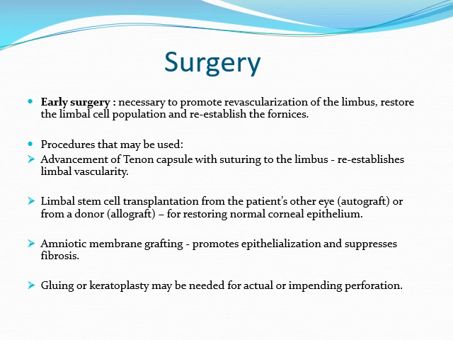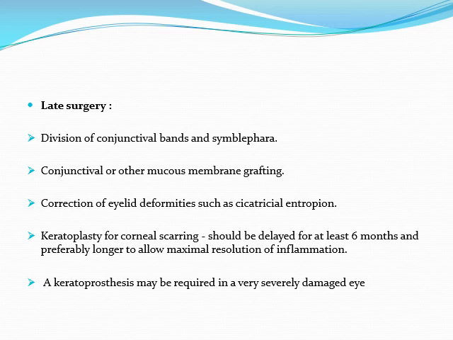Then gluing or keratoplasty may be needed for actual or impending perforation. So glue or therapeutic keratoplasty may be needed for actual or impending perforation. But generally, one of the main complications of chemical injuries is a dry eye. So the keratoplasty has poor prognosis when it is done for chemical injuries. Late surgery is division of the conjunctival bands and symblephara. Then conjunctival or other mucous membrane grafting is another late surgery which is required. Correction of eyelid deformities such as cicatricial entropion.